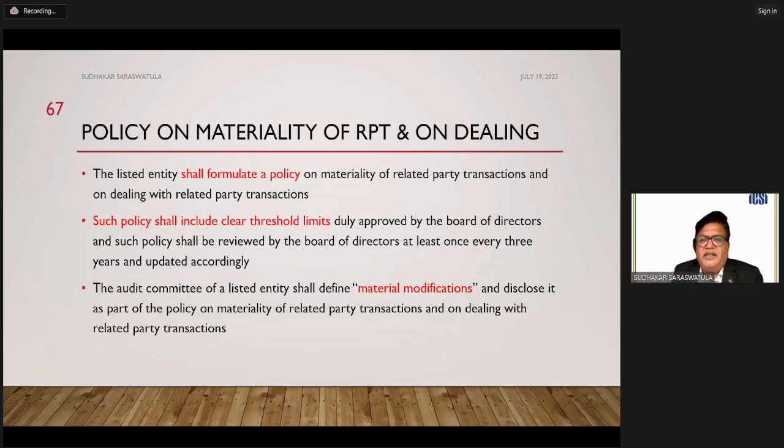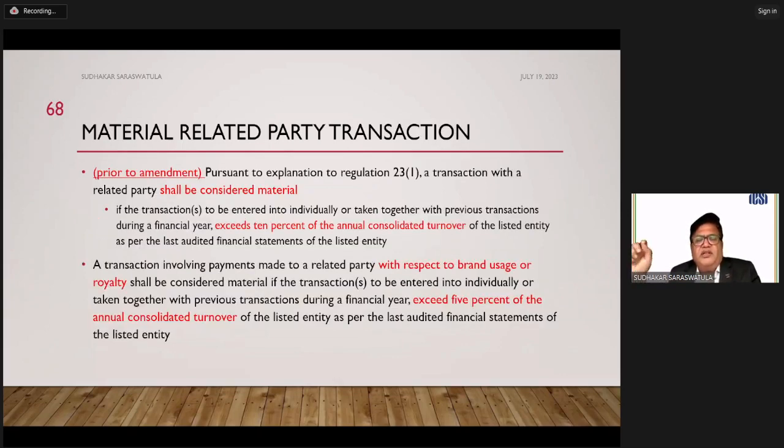Now let us see the material related party transaction. The listed entity has to formulate a policy on material related party transactions and on dealing with related party transactions. This policy has to include clear thresholds which are to be approved by the board, and this kind of policy is to be reviewed periodically, but at least once in 3 years. And the audit committee of a listed entity shall define what is a material modification, and it has to disclose it as a part of the policy on materiality of related party transactions, because any material modification to a material related party transaction is also to be approved by the audit committee. Now, what is a material related party transaction?